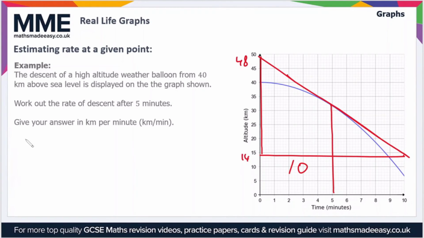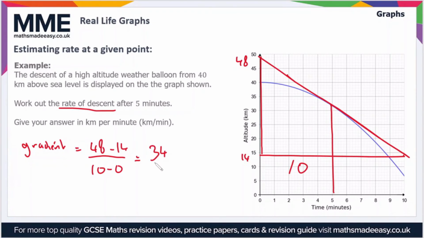So the gradient, or in other words, the rate of descent, will be 48 minus 14 divided by 10 minus 0. So that comes out as 34 divided by 10, which is 3.4, and the answer wants to be in kilometers per minute. Altitude is already in kilometers and the time is already in minutes, so that value is in kilometers per minute. So our answer is 3.4 kilometers per minute.